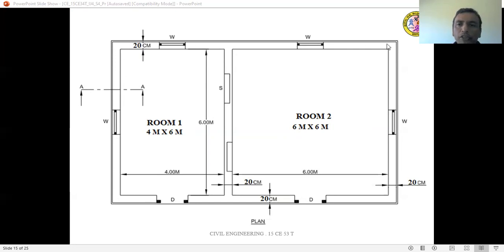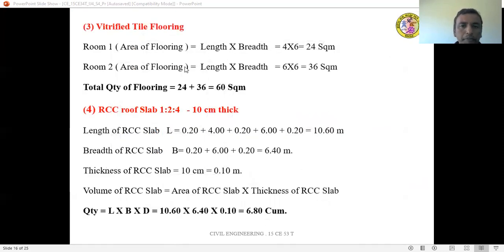Total length of the RCC slab is equal to 10.6 meter. Here it is also mentioned how to take the dimension of the length of the RCC slab. The total length is 10.6 meter in horizontal direction. Breadth is in vertical direction, 6.4 meter. Then thickness of RCC slab is given in the cross section as 0.1 meter.